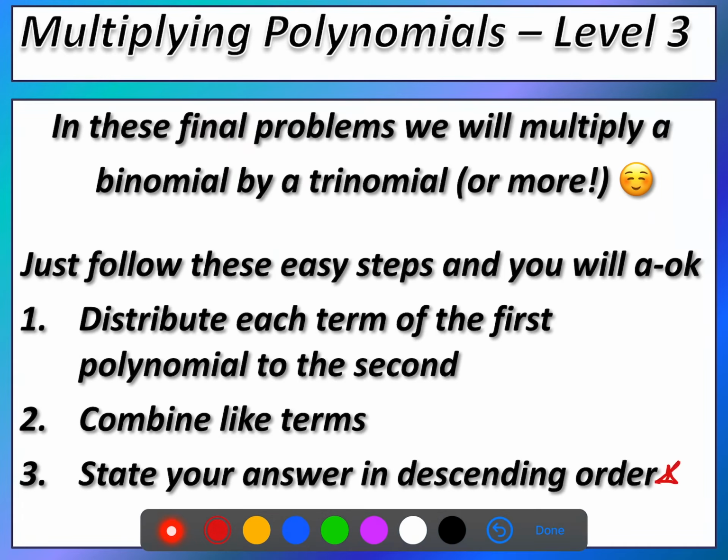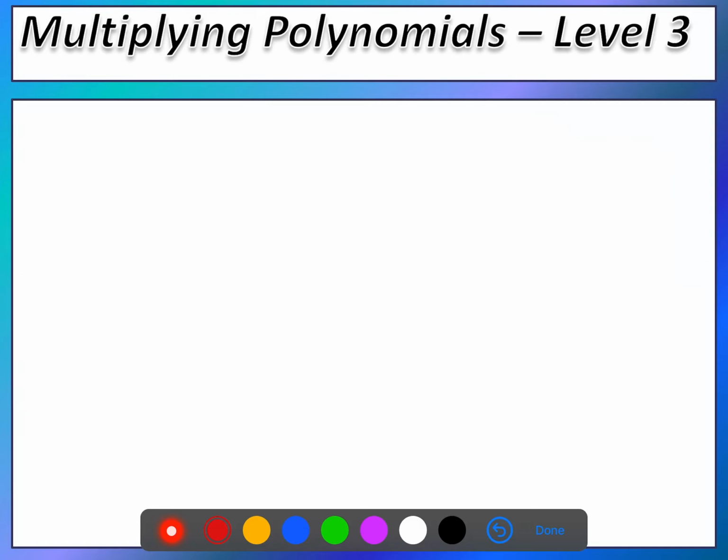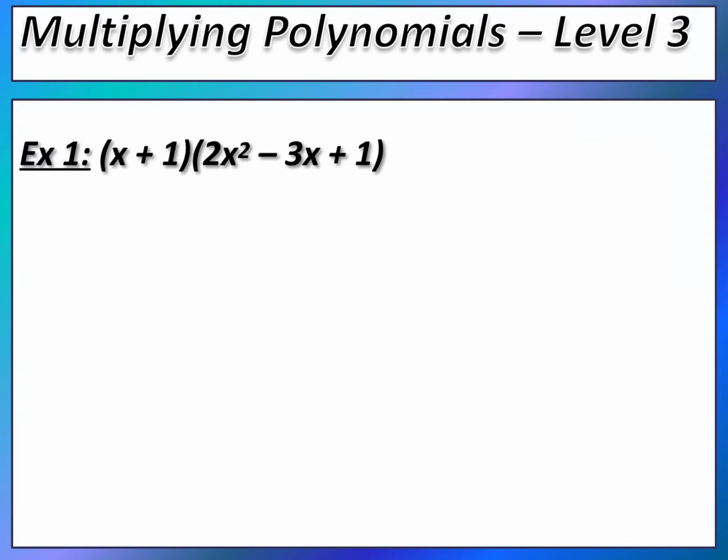So step number 3 is very important. Okay, when we talk about descending order, we're referring to the exponents. So remember, descending is largest to smallest. Let's take a look. So x plus 1 is our binomial. 2x squared minus 3x plus 1 is our trinomial.